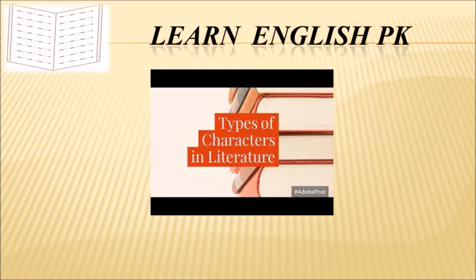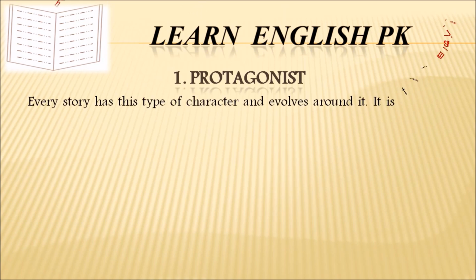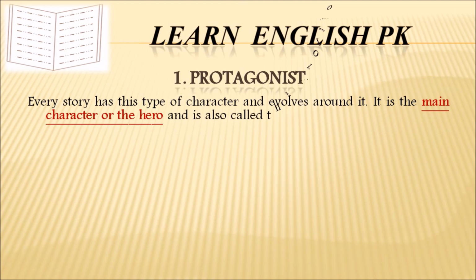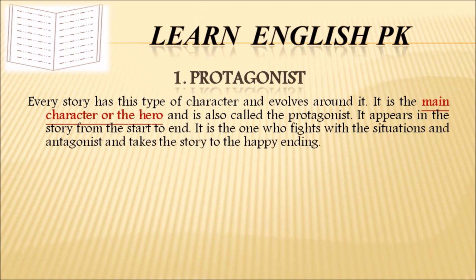There are different types of character in literature. Let's have a look at all of them. Protagonist. Every story has this type of character and evolves around it. It is the main character or the hero, and he is also called the protagonist. It appears in the story from the start to end. It is the one who fights with the situations and antagonists and takes the story to the happy endings.